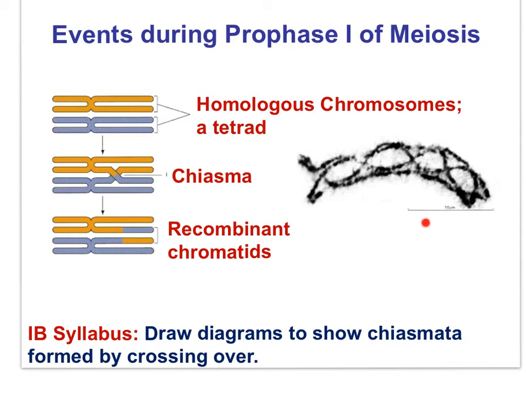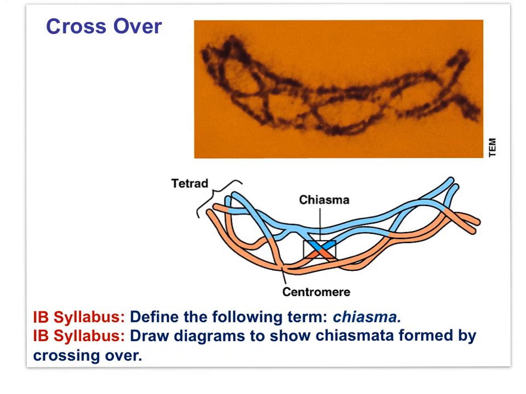This is an actual micrograph of a tetrad showing chiasmata. Here is another micrograph showing a tetrad with chiasmata. These are regions of crossover. Homologous pairing during prophase I of meiosis results in homologs that intertwine. Non-sister chromatids overlap and exchange segments of DNA. In this diagram, the centromere is shown. Remember, this is where the microtubule will attach as it moves the homologs apart during anaphase I of meiosis.